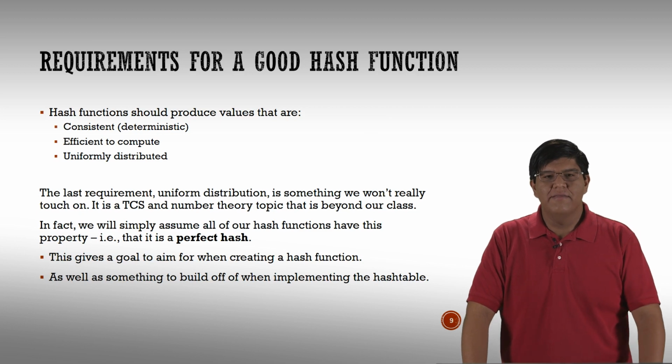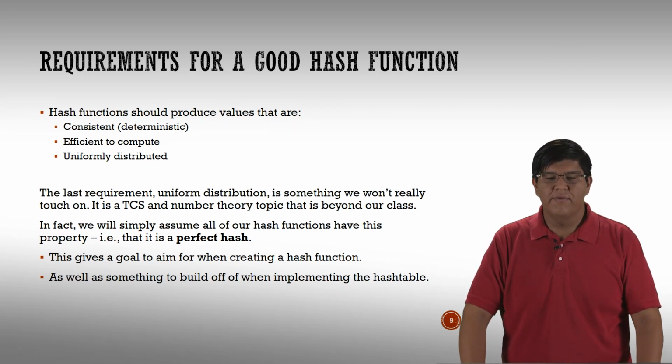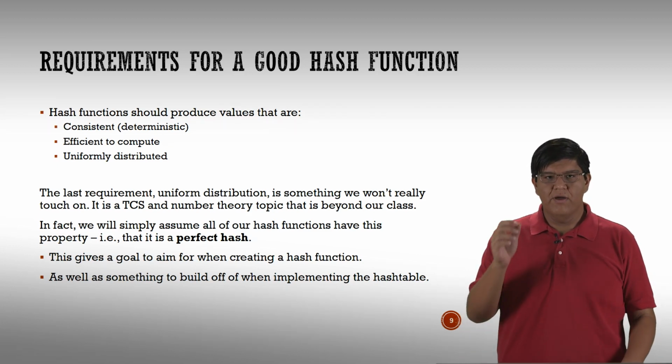Hey folks, in this video I want to talk about what it means for something to be a good hash function. So overall there are three different things we're looking for, and they're up there in bullet points: consistent, efficient, uniformly distributed. So we're looking for these three different properties. Let's walk through these a little bit.